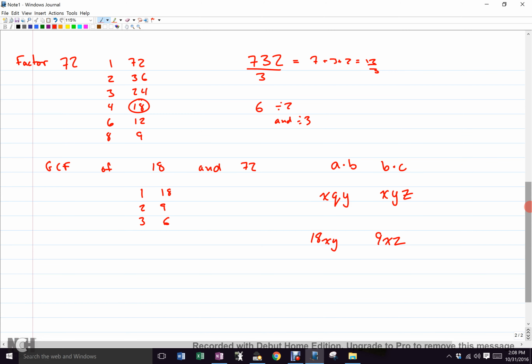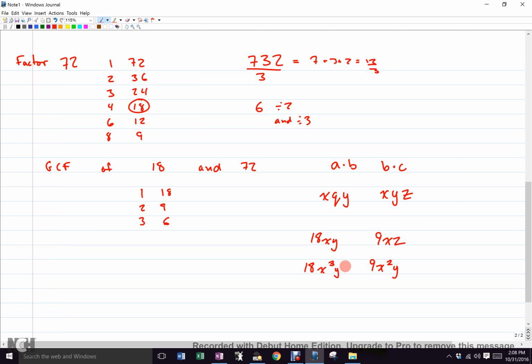What if I add this? 18x cubed y and 9x squared y. 9x squared y. Everybody good? Why is it only x squared when this has x cubed? Because the other guy only has 2 x's to cover. Is everybody good with that? Yeah? 100%? Okay.